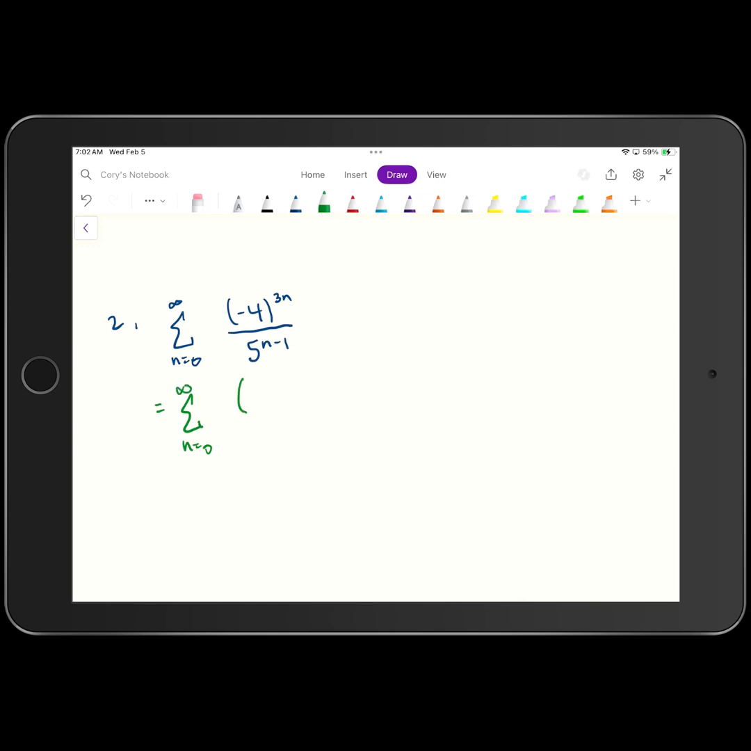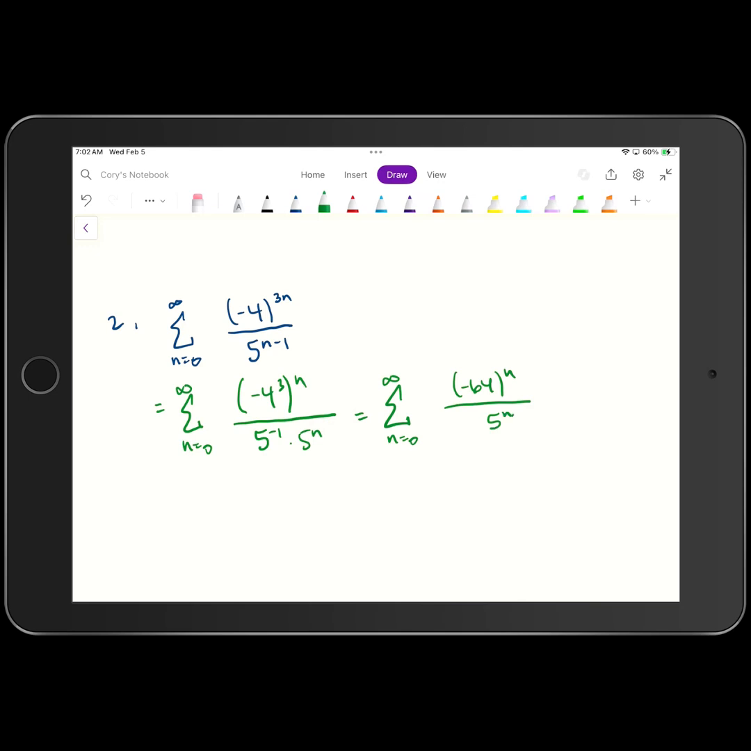I can take the numerator and write it as -4 cubed raised to the n power. And then my denominator, I can rewrite that as 5 to the negative 1 power times 5 raised to the n power. So this is going to become the sum from 0 to infinity. I can rewrite the numerator as -64 to the n power over 5 to the n power.